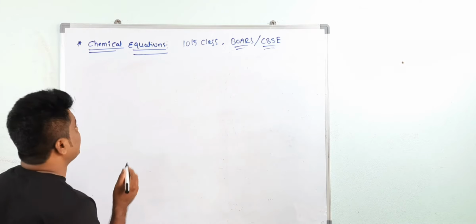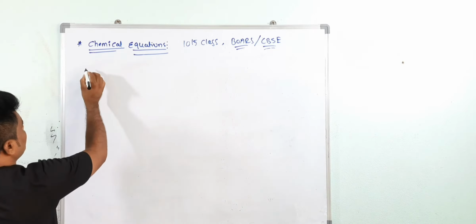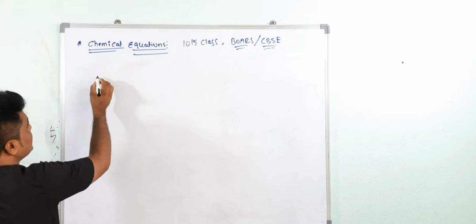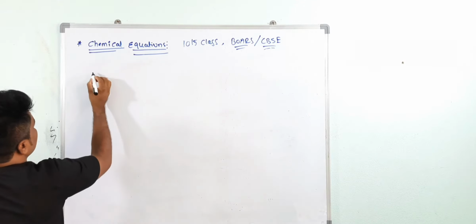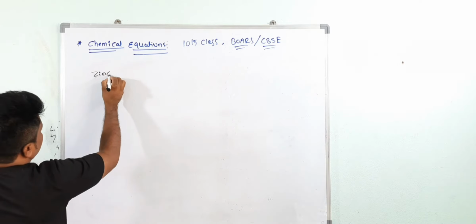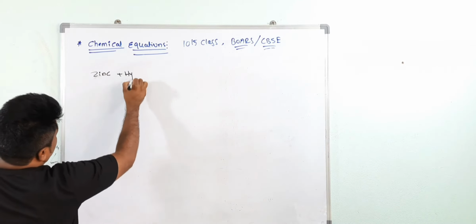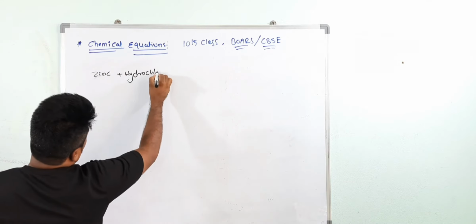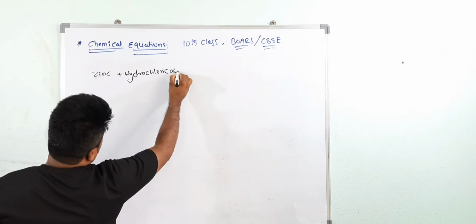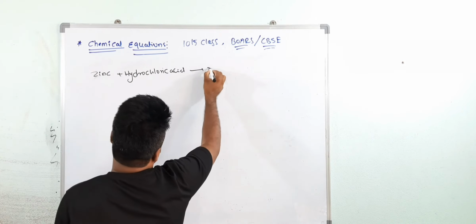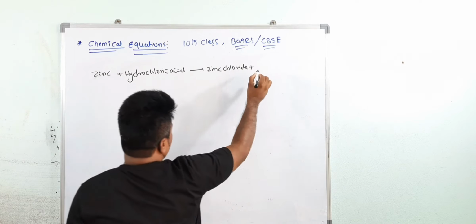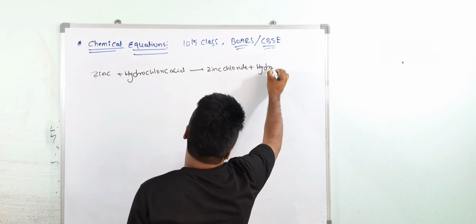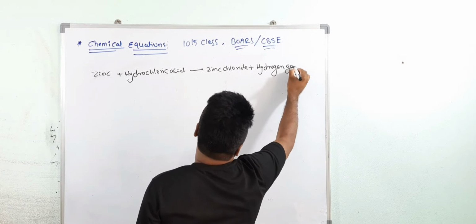Okay, now see in the third activity. What have we done here? See, zinc granules. So write in the wording form: zinc when reacted with hydrochloric acid, you will get zinc chloride plus hydrogen gas. So this is the word equation.